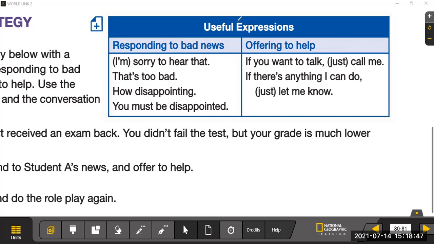So these are very simple phrases that we can use when a person tells us something bad that happens to him or to her, and phrases that we can use to offer help. Do you have any question about something in here, useful expressions? Nope. No. Okay.